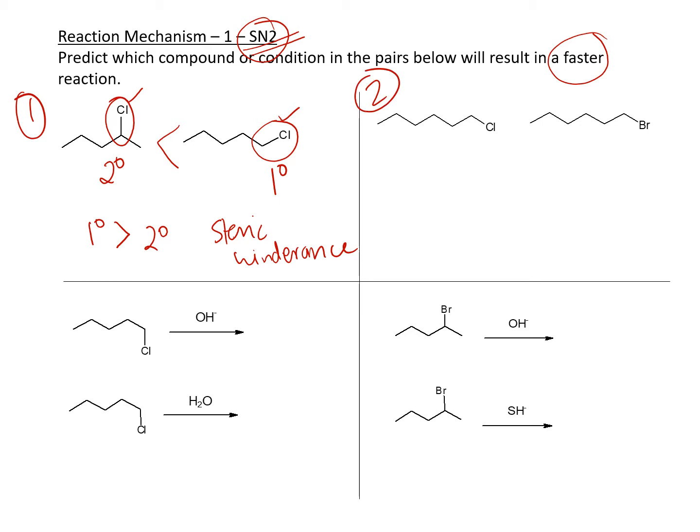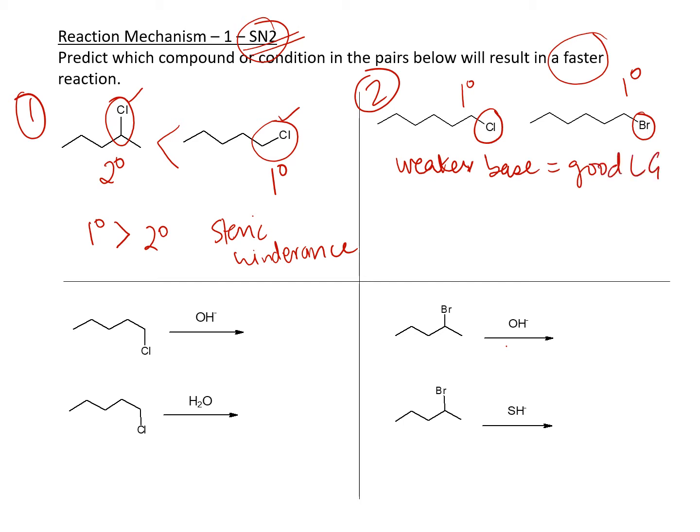In the second one, we have a straight chain, and in both cases, the substrates are primary. And now the leaving groups are different. In one case you have chlorine, the other case you have bromine. So which one is going to be a better leaving group? Remember, a better leaving group is a weaker base. So weaker base is equal to good leaving group.